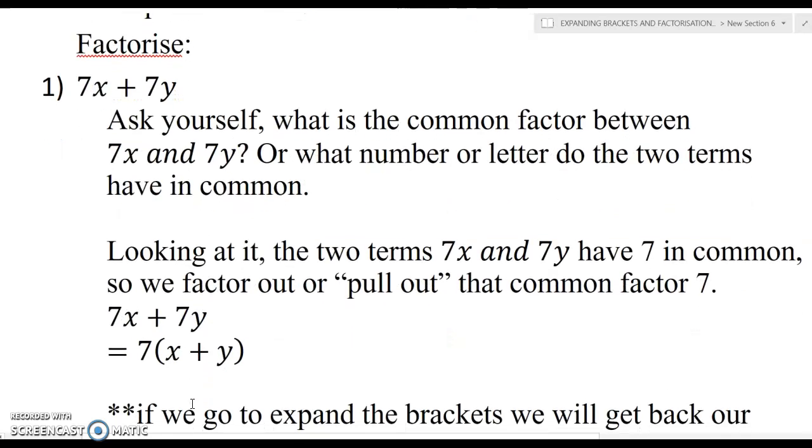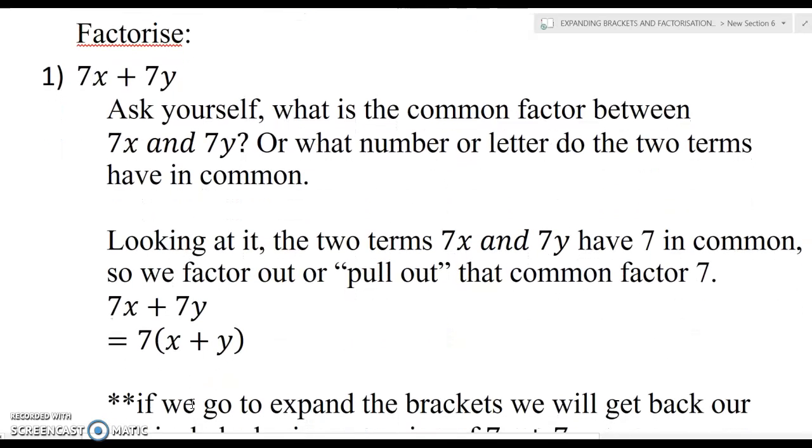So let's look at this first example here. You want to factorize 7x plus 7y. As I just mentioned, we have two terms here, 7x and then 7y. So what is the common factor between 7x and 7y? Well, obviously, there's no common letter, because x and y are different. But we can tell that 7 is a common factor between 7x and 7y.